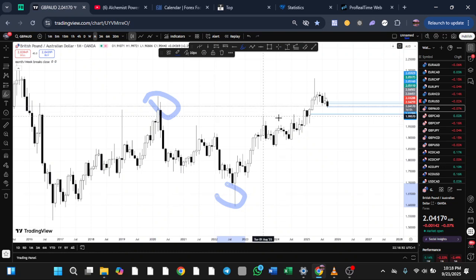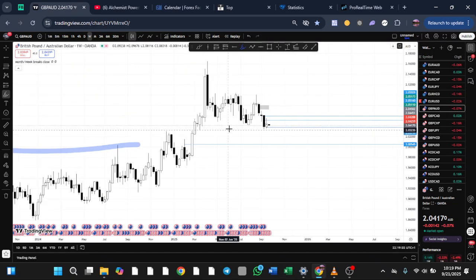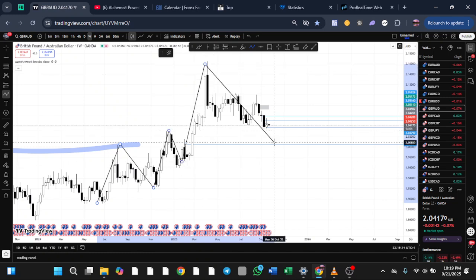This is an internal structure point, so we should see something like this. We had this range, we have this range here, and this is too high. So if that is the case, we definitely should see this.